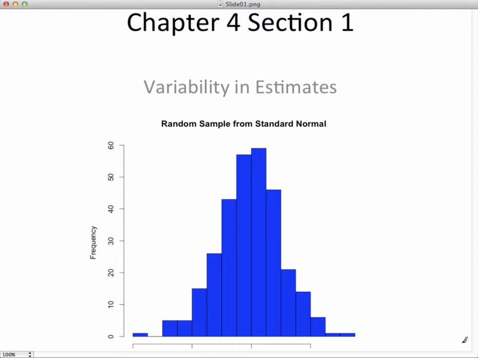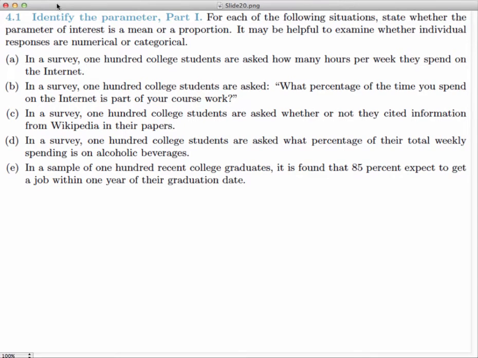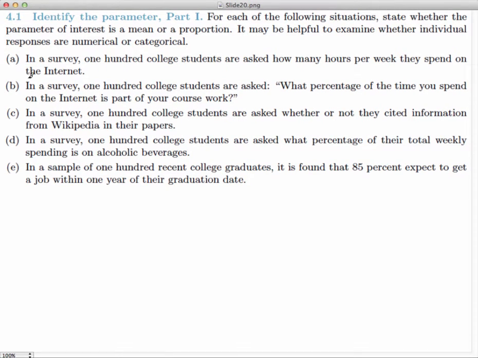In this video, we're going to go over exercises 4.1 and 4.3. So let's take a look at exercise 4.1, and it says identify the parameter, part 1. It says for each of the following scenarios, state whether the parameter of interest would be a mean or a proportion. It may be helpful to examine whether individual responses are numerical or categorical.